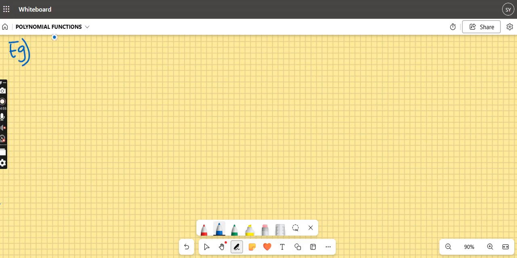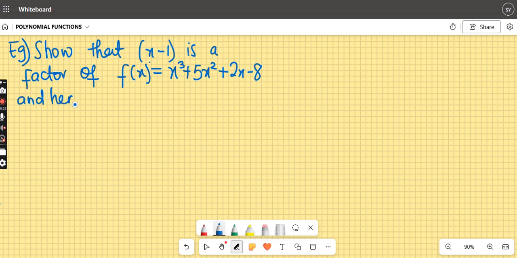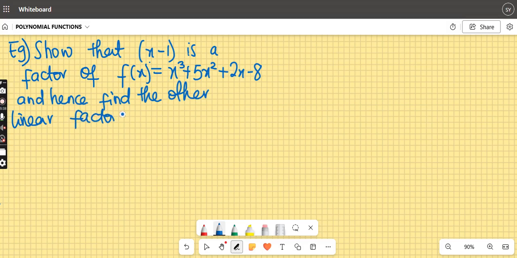So let's begin with an example. Show that x minus 1 is a factor of f of x equals x cubed plus 5x squared plus 2x minus 8, and hence find the other linear factors of f of x. How are we going to go about this?